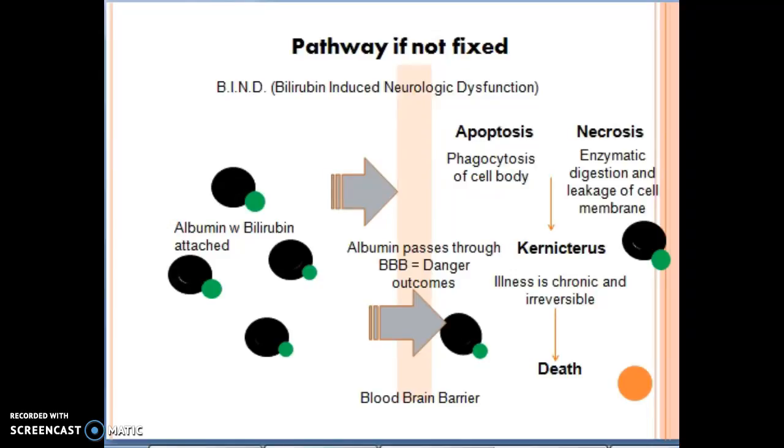Here is a diagram of what can happen if the pathway is not fixed. So here you see the albumin connected. As it passes through the blood-brain barrier, it becomes more dangerous. This is going to affect the spinal cord and neurological transmissions. Usually phagocytosis of the body will happen. The cells will begin to eat themselves. Necrosis will happen. The cells will begin to die off. And then kernicterus, which is irreversible, and then eventually it's going to lead to death. So it's not very good to have.